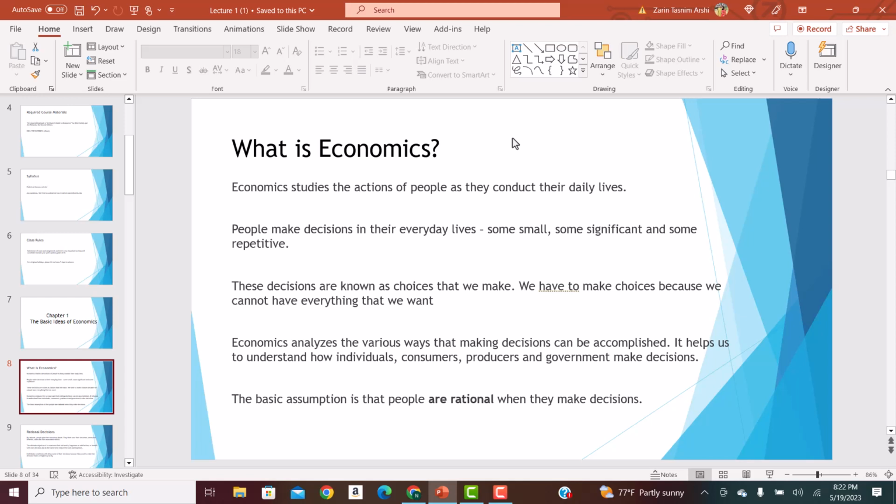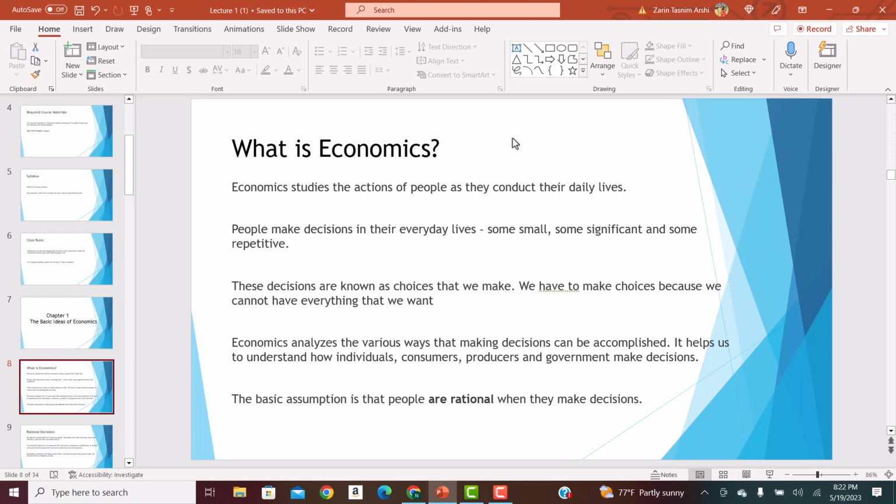Economics analyzes the various ways that making decisions can be accomplished. It helps us to analyze the cost, risk, and the benefits that we get from a decision or from a choice, and then based on that, we will decide which choice to take.